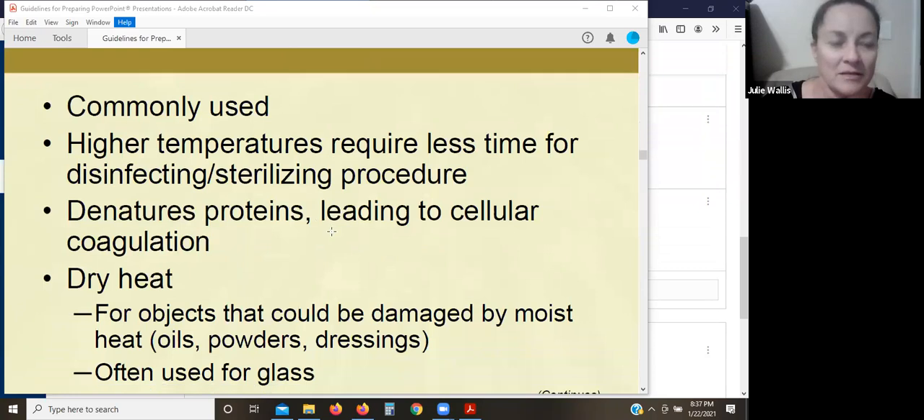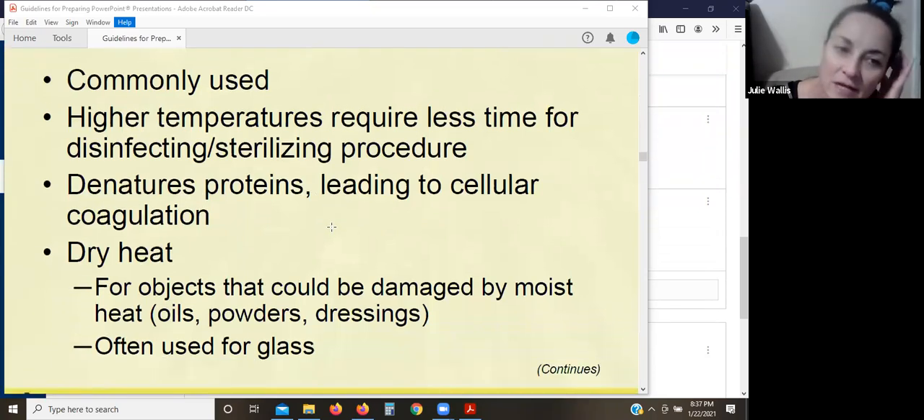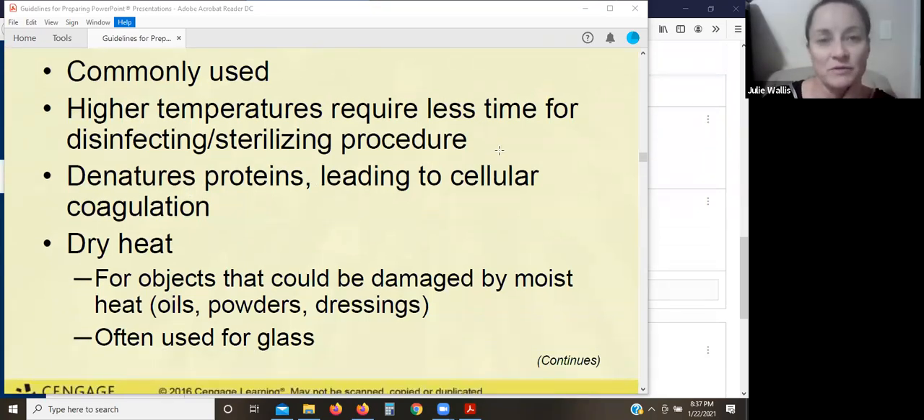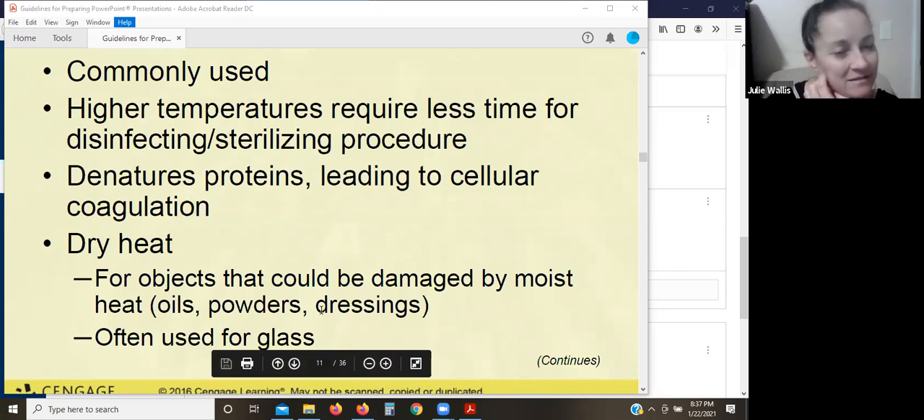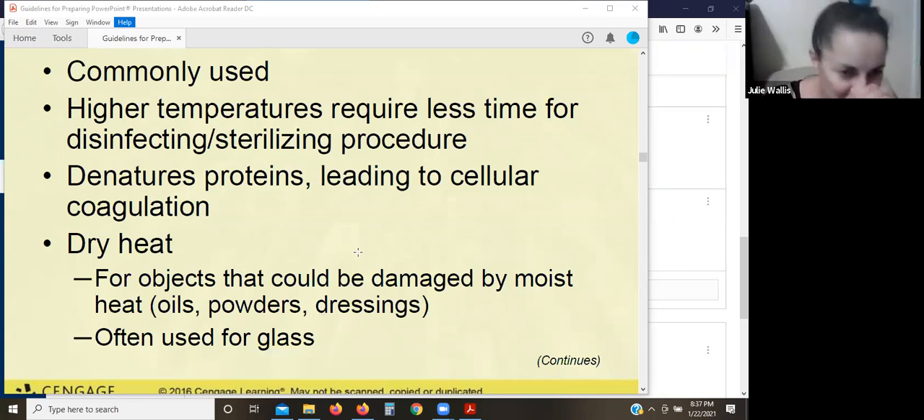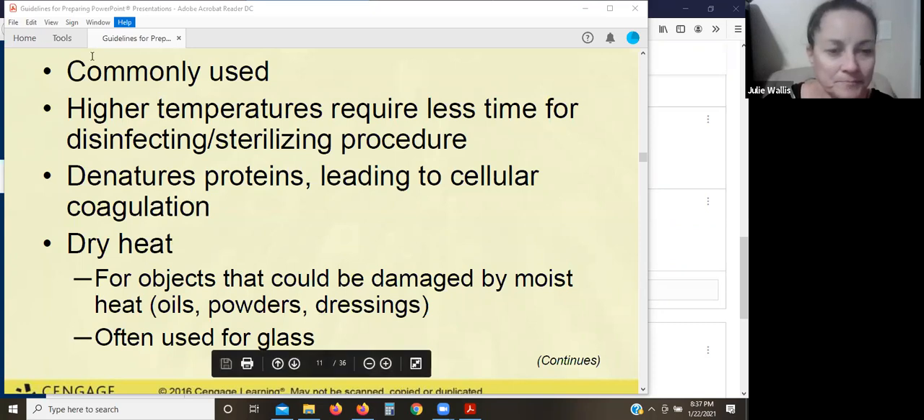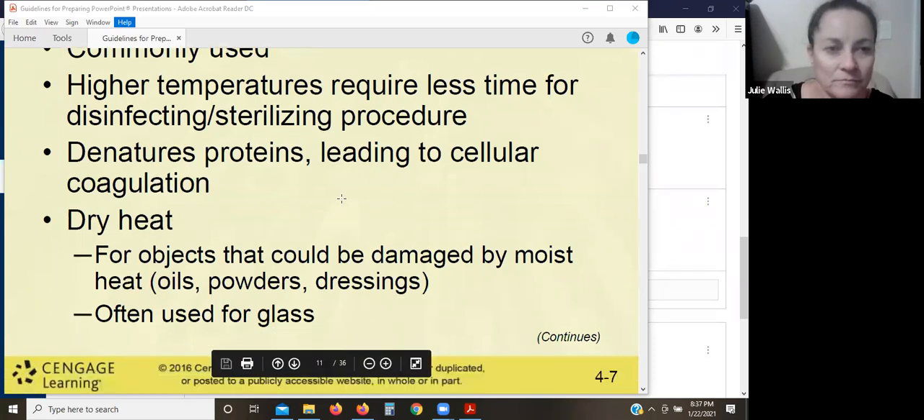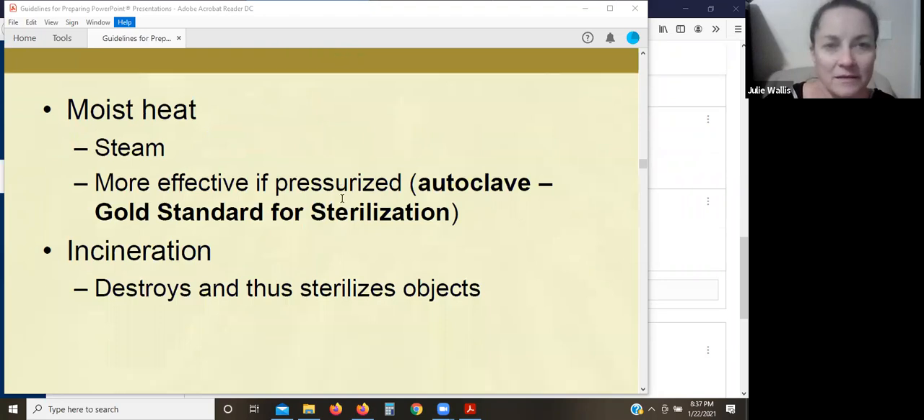So heat is commonly used for disinfecting and sterilizing. This denatures proteins that is going to cause the cells to coagulate, kind of clump together and die. Dry heat is for objects that could be damaged by moist heat. A lot of times moist heat is more effective. With steam, you can get it hotter. But dry heat can be used often for glass, for example.